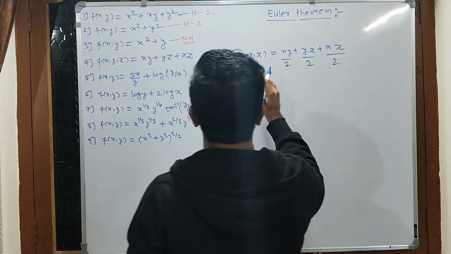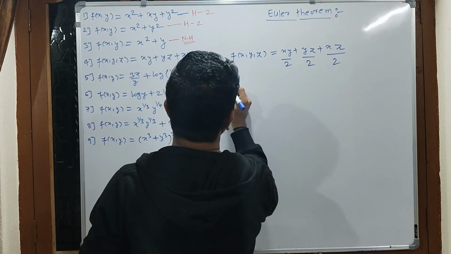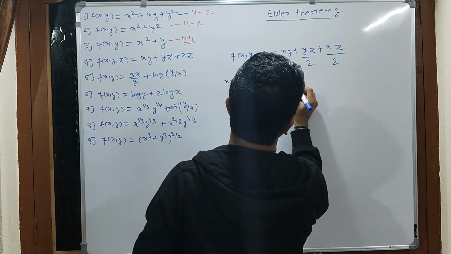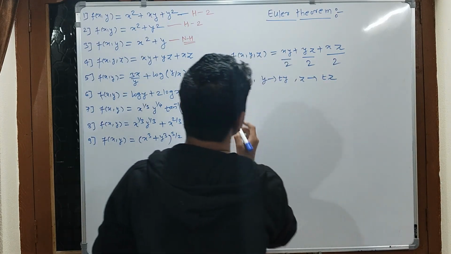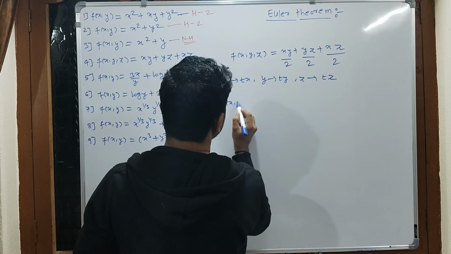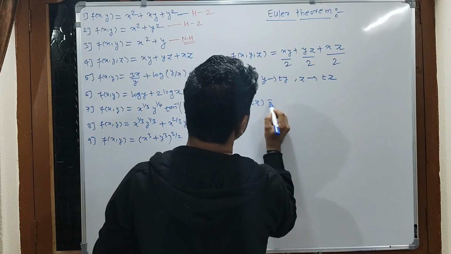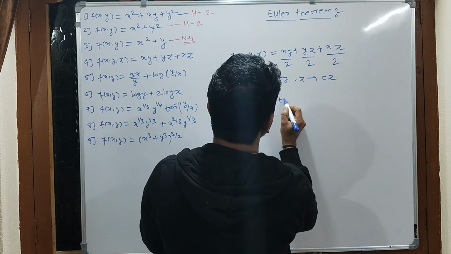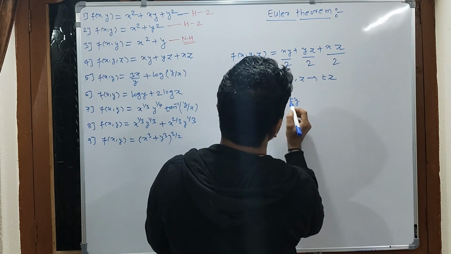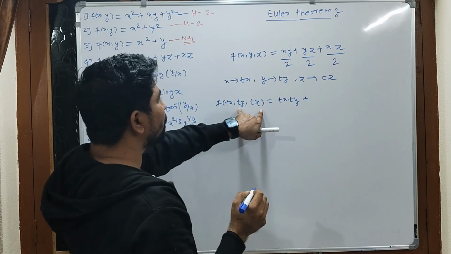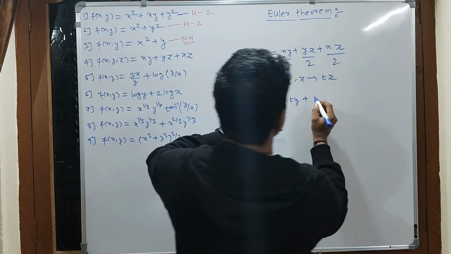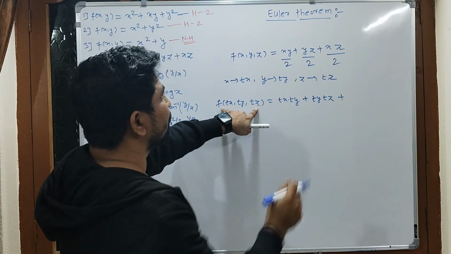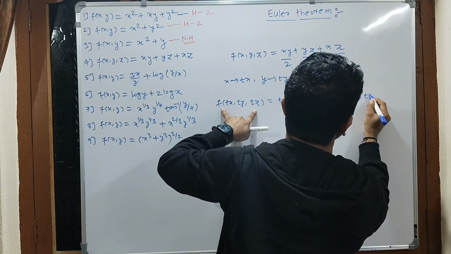But here I want to check this with the help of this definition. So replace x by tx, y by ty, and z by t times z. So f of tx, ty, tz is equal to the product of the first two terms, x and y, so this is tx and ty. So tx ty plus the product of yz, so the product of these two, ty tz, plus the product of first and third, so x and z, this is tx, this is tz.